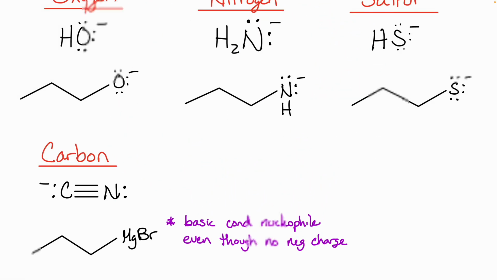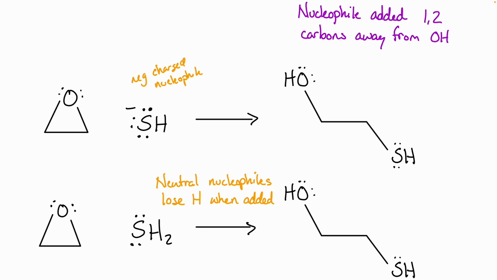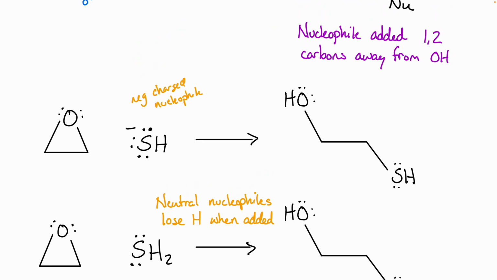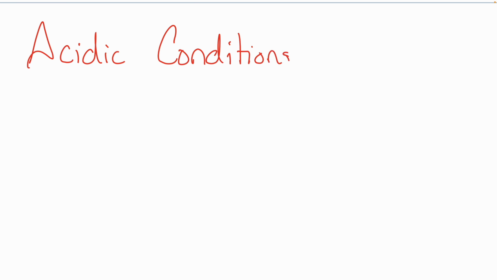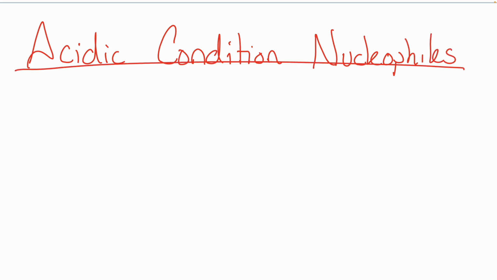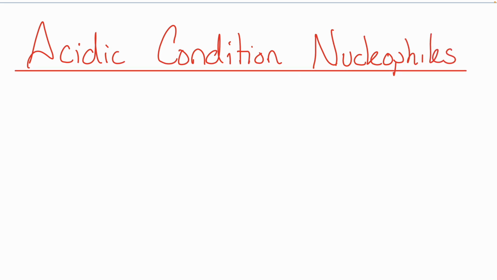Cool. All right, so this is going to be important. Basically, when we're given a reaction of epoxides, the first thing that we're going to have to do is look at the nucleophile and identify whether it's basic or our next category here of acidic condition nucleophiles. All right, these are the ones that will exist in acidic conditions.